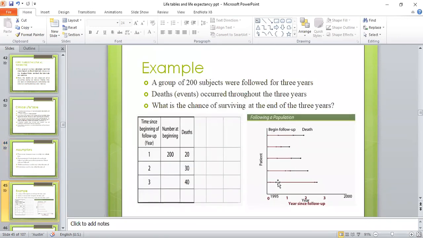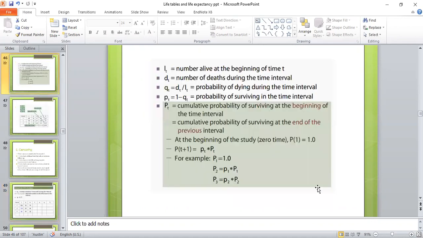For example, in the clinical life table, we can consider a group of 200 subjects who were followed for 3 years, and the deaths occurred throughout the 3 years. Therefore, what is the chance of surviving at the end of 3 years? Over the 3 years, there were 20 deaths in the first year, 30 in the second year, and 40 in the third year. The number of subjects at the beginning is 200, which is also shown in the graphical presentation. Therefore, we can calculate the probability.